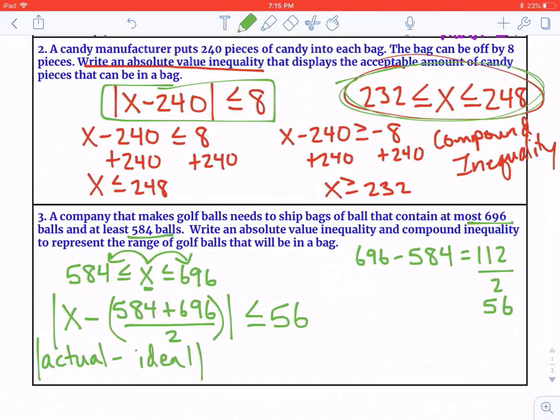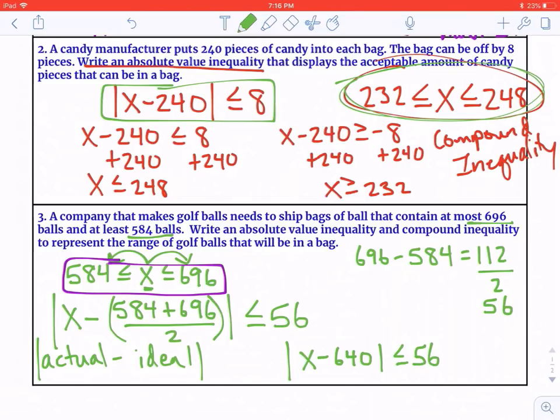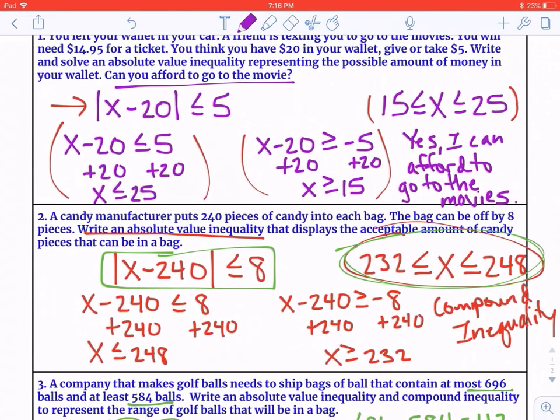So now we've done most of the work. We have our compound inequality right here, and we have our absolute value inequality. We just need to clean it up because you don't want to leave it so unsimplified. So let's write x and then actually calculate the 584 plus 696 all divided by 2, which gives us 640. And that just gives us a nicer version of the absolute value inequality. And we've done everything we need to for that one. So that's 3 good examples that are all a little bit different from one another.